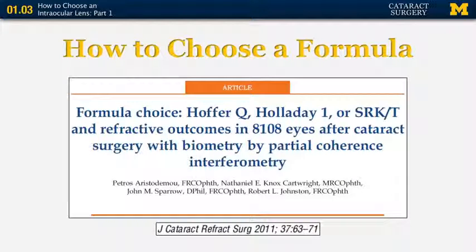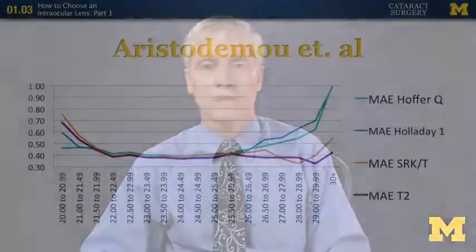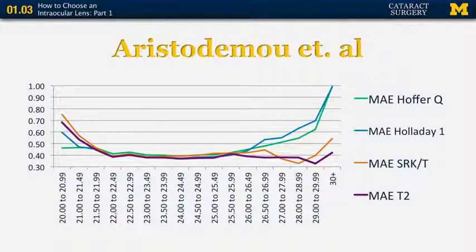Dr. Aristodemo Petros, he and others, put out a paper that discussed this particular question. They used National Health Service data from England. So they had a lot of eyes. They had 8,000 eyes. They did not have anterior chamber depth in most of these eyes, so they only looked at 3 formulas. Now I have 4 formulas on here because they also went back later and added the T2 formula.